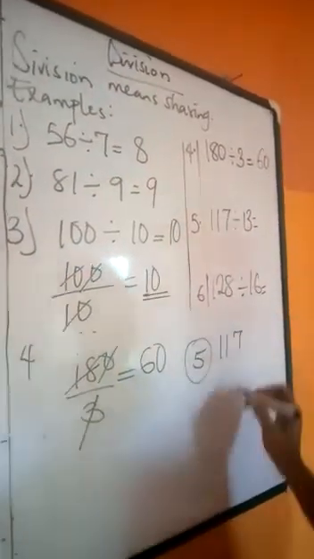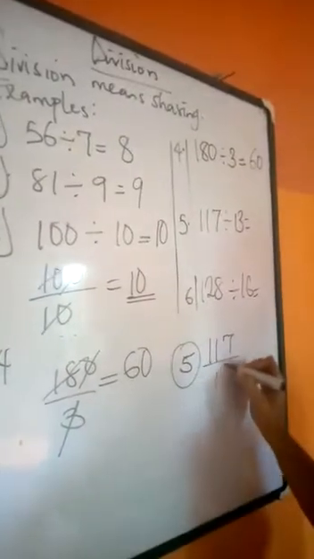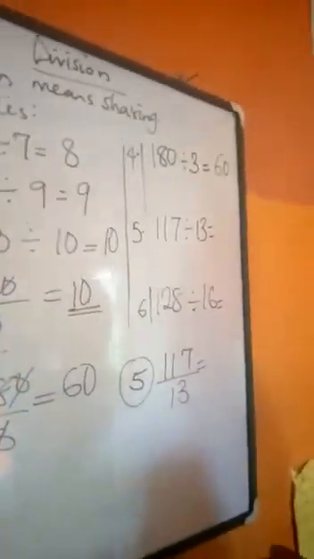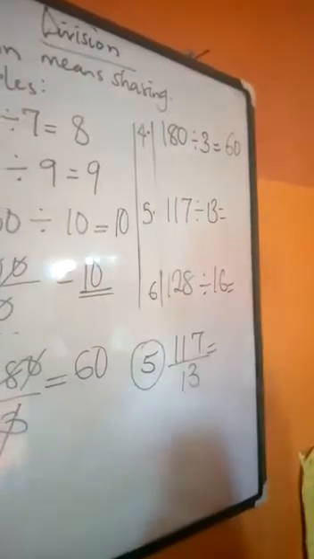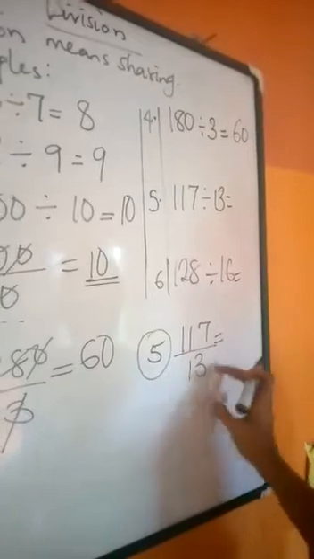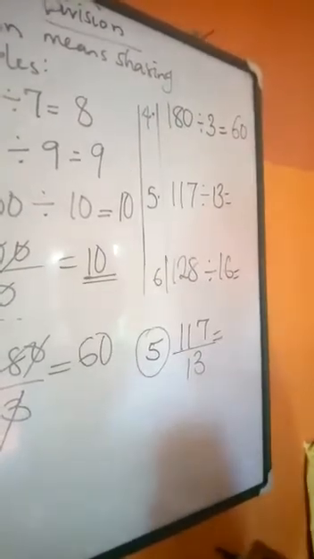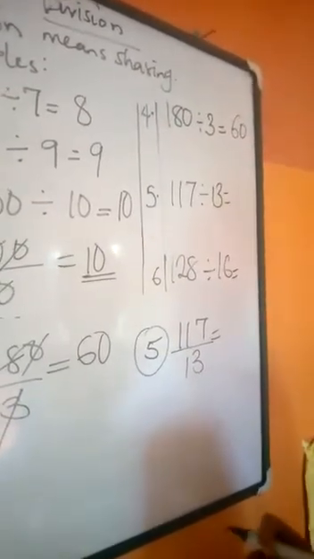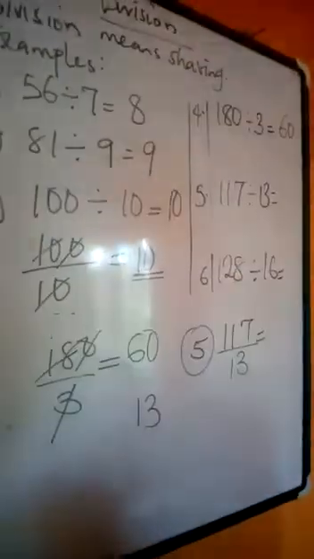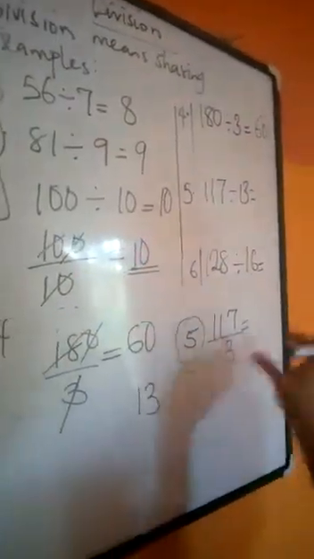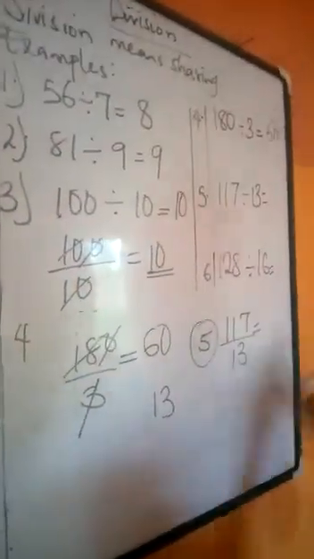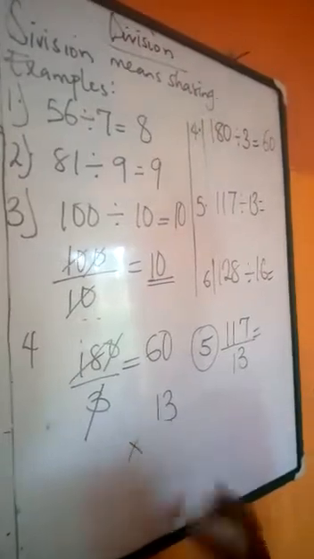Now the next one, 117 divided by 13. Now I'm going to introduce another method. 13 divides 11. It can't go because 11 is lesser than 13. So what will I do now? I'm going to do a trial method because counting out 13 heads to count out 117 is quite long.